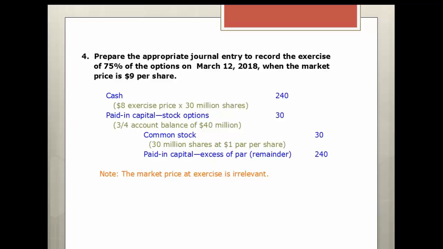What happens now is we exercise these options. We exercise basically 3/4 of them. So 3/4 of them paid-in capital stock options. Well, what we're saying here is for them to exercise the option, they have to buy the stock. What are they going to buy the stock for?